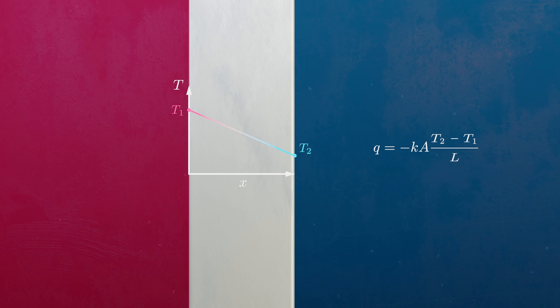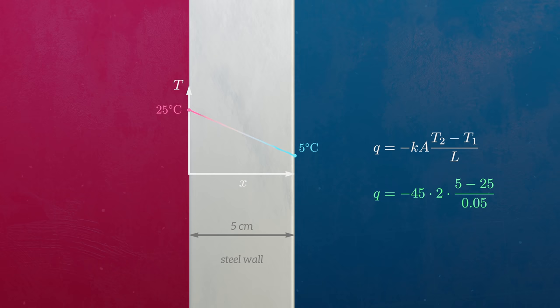For a hot temperature of 25 degrees, a cold temperature of 5 degrees, and a solid steel wall that's 5 centimeters thick and has an area of 2 square meters, for example, the heat loss would be 36 kilowatts, which is 36,000 joules every second.